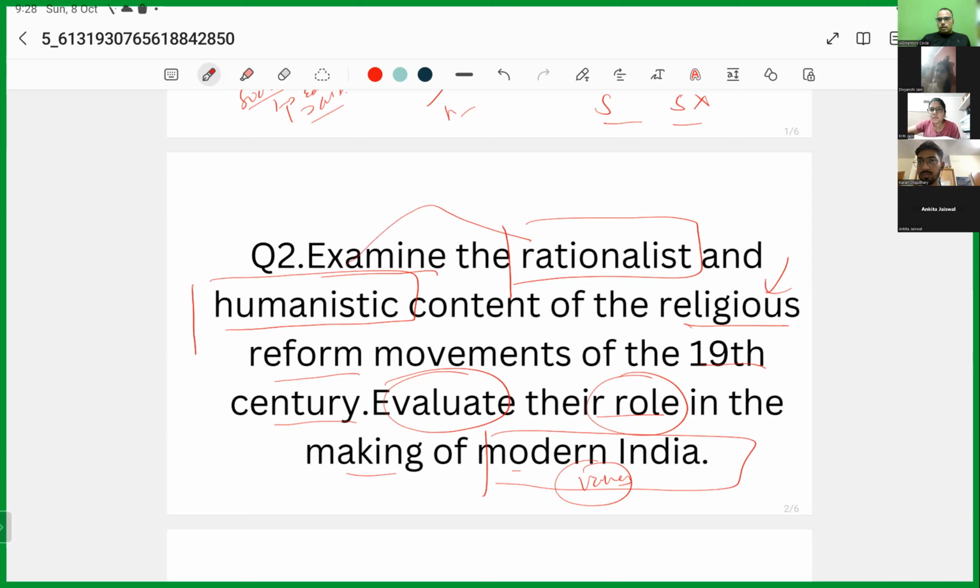Rationalist: who plays with the mind, who takes decisions with the mind, with proper reasoning, logic, rules, regulations. Okay, humanistic: values, humanitarian grounds, idealist kind of thing.